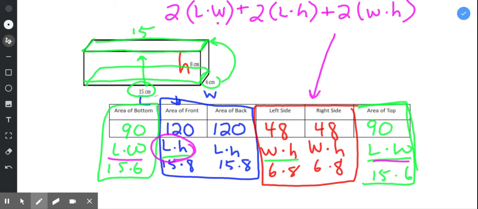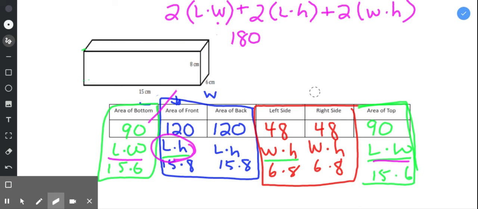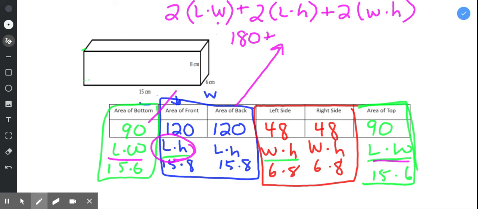So if I have two length times widths, that would be my 90 times 2. If I have two of these, that would give me 180. 90 plus 90 is 180. I'm going to erase some stuff to get it out of the way. Then I have two of these, the length times the height. So I'm adding it together. So it's 120 and 120 gives me 240. And then these, I'm going to add it to 48 plus 48, which is 96.